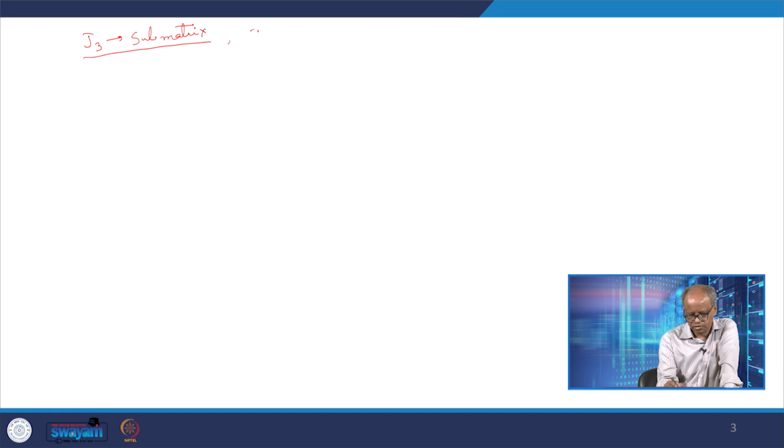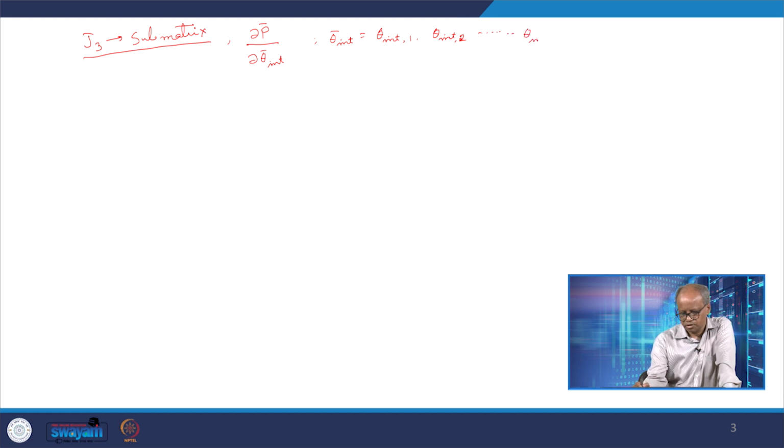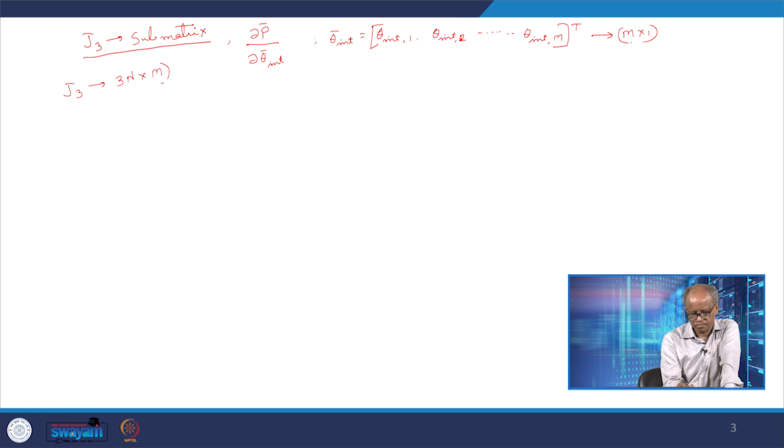The J3 submatrix is actually del P by del theta int, right? The P vector we have said, and the theta int vector is theta internal 1, theta internal 2, dot dot dot, theta internal m, transpose. So it is an m cross 1 vector. As a result, J3 is 3n cross m, right? It will be 3n cross m.